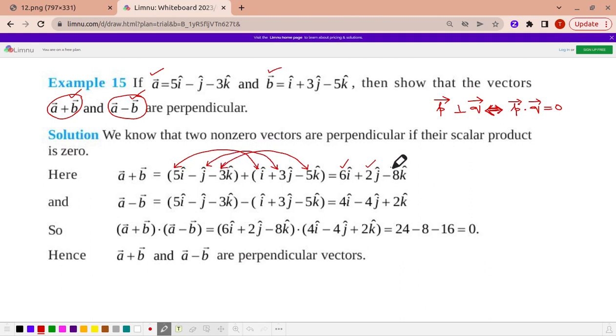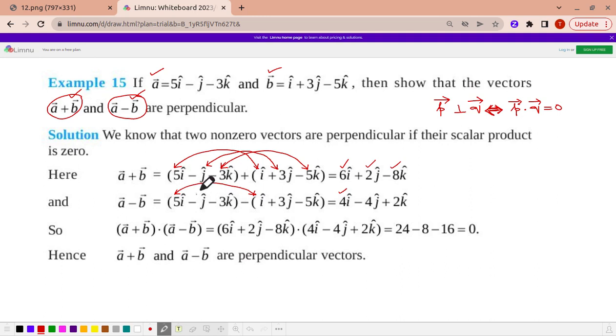So this is the k cap component. So we get A plus B as a vector which is represented in the component form as 6 i cap plus 2 j cap minus 8 k cap. Now in the similar manner we can find the value of A minus B, that is the difference of the coefficient of i cap for both the vectors A and B. So it is 5 minus 1 for i cap, that is 4 i cap, here it is.